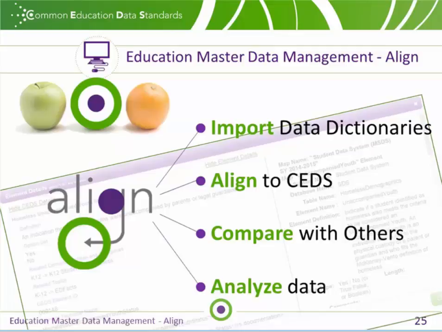It provides you with the ability to align your data to the CEDS elements, which then allows you to compare your elements with others in different data dictionaries, or in your same agency, or even with other agencies who have data dictionaries in CEDS and even other states. And it provides reports that allow you to analyze your data elements and help you determine what's going to be the source data.